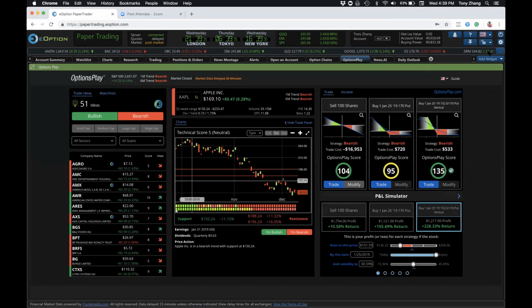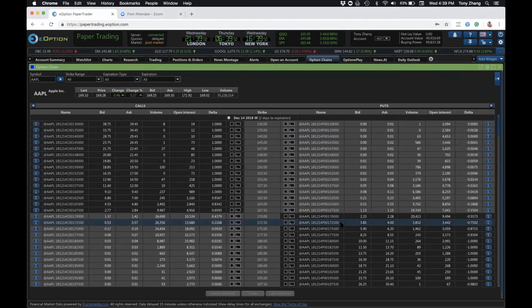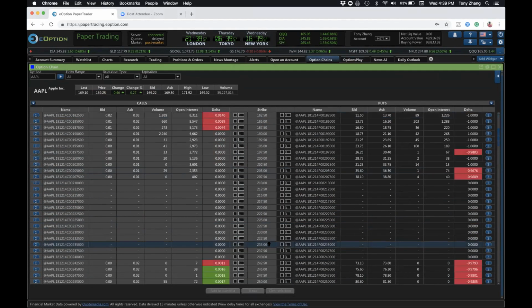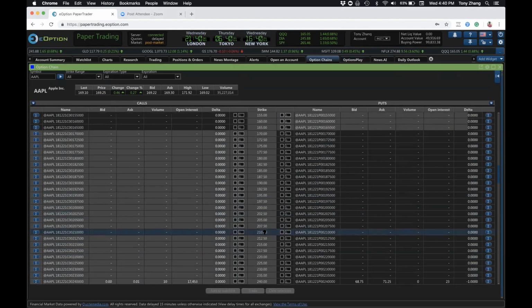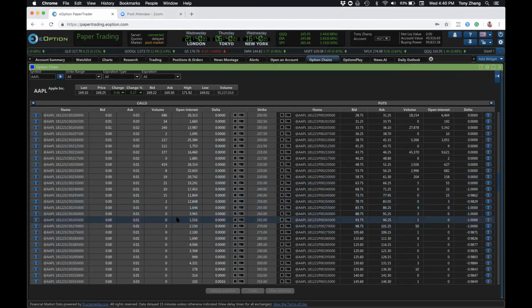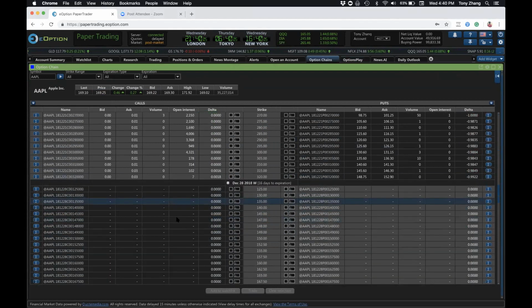So this is the OptionsPlay platform. You guys have access to it free of charge with your eOption account. What we have here is the tool, and you can access it by clicking on the OptionsPlay tab. And we created this because when you're looking at an option chain, this is traditionally where you would start if you're looking at options. As you can see, you have different expiration dates, different strike prices. There's a lot of different data here, and there are a lot of different metrics that help you decide which one's best suited for you.